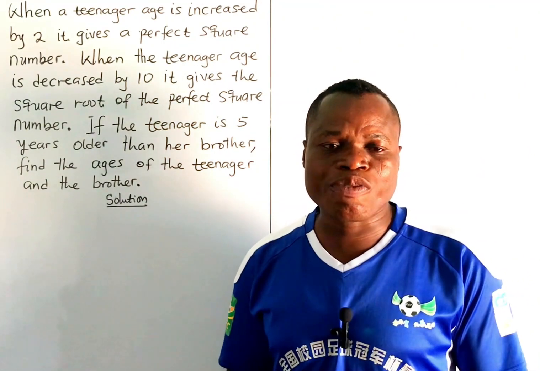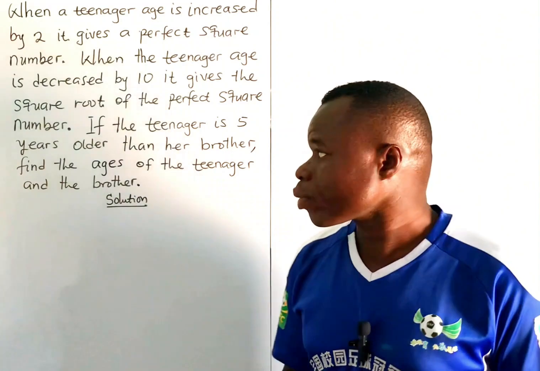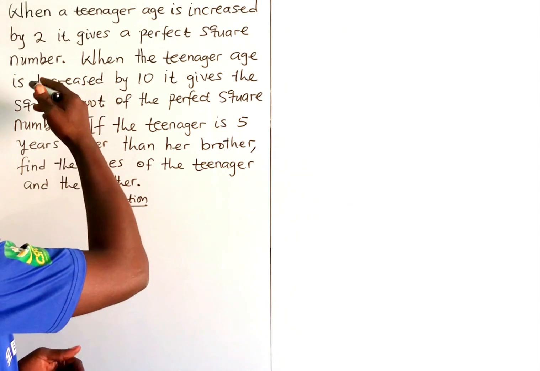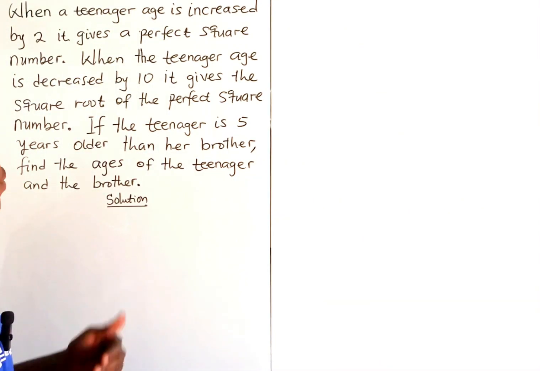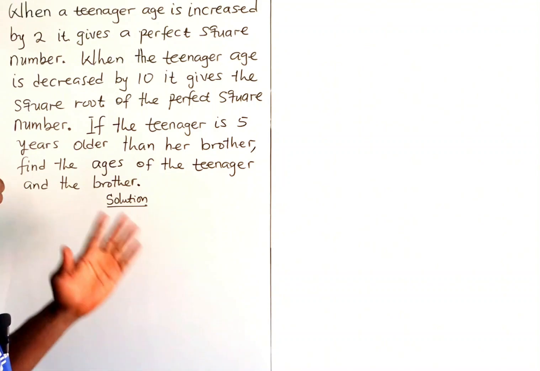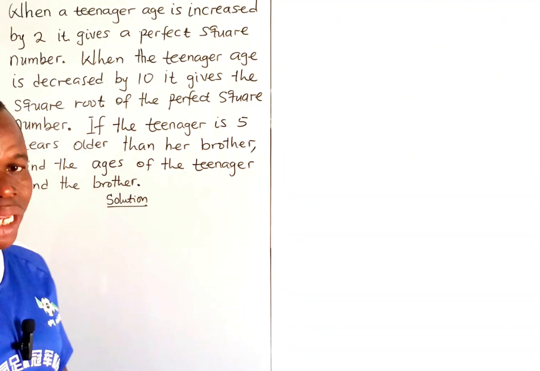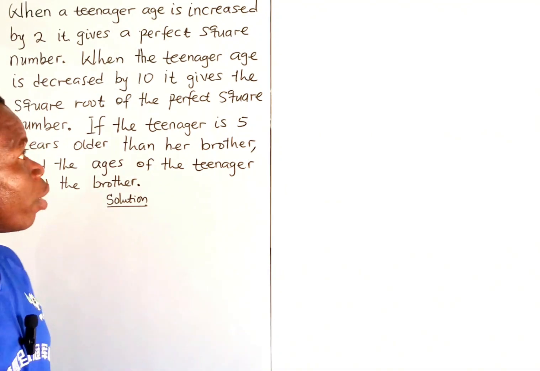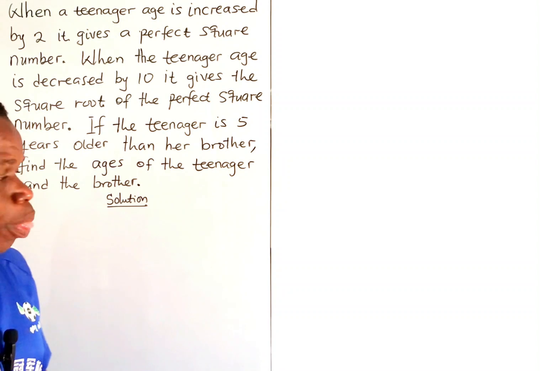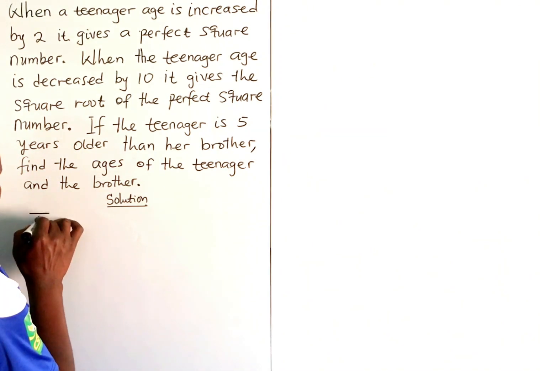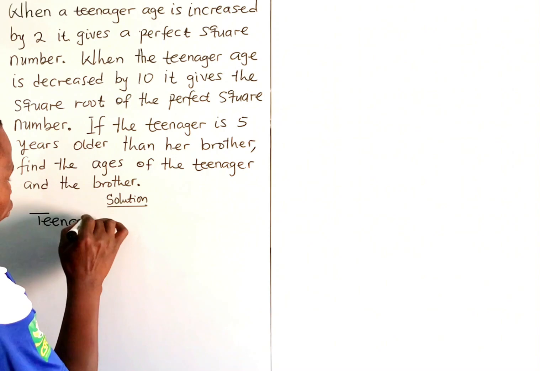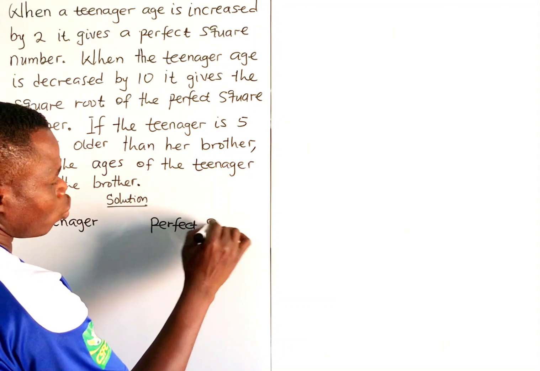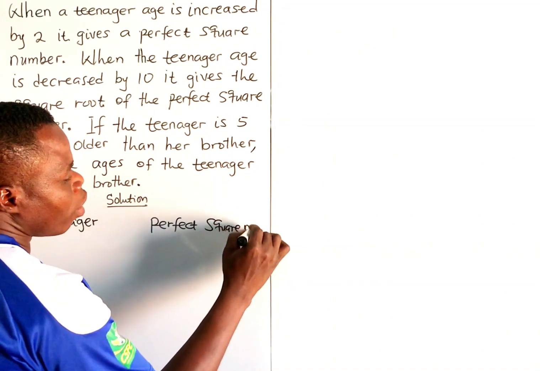So let's analyze this information mathematically. And to do that, let's take the first part of the problem. It says that when a teenager's age is increased by 2, it gives a perfect square number. And this sentence talks about two different things. That is the age of a teenager and a perfect square number. So I'll say that here will be teenager, and here will be perfect square number.